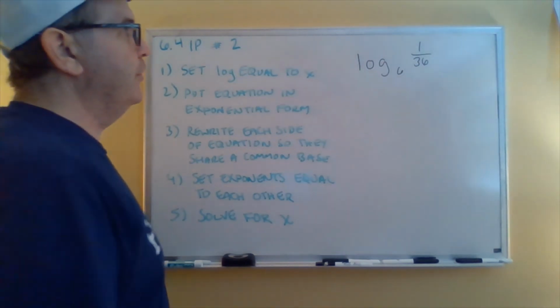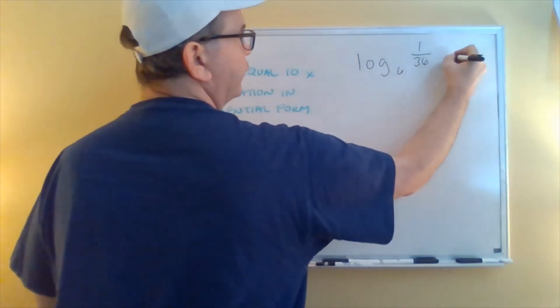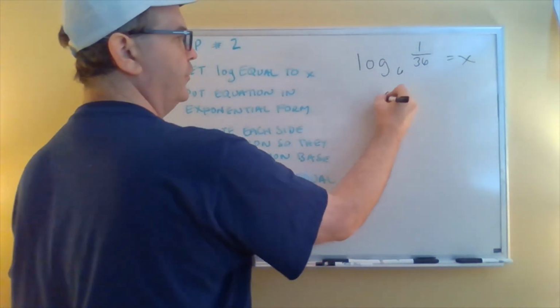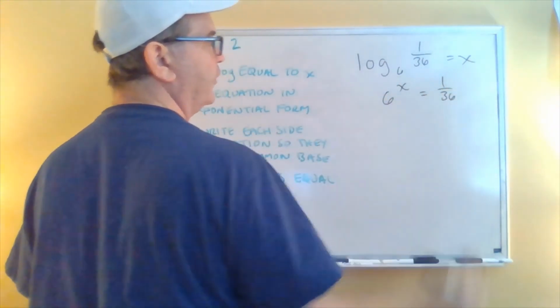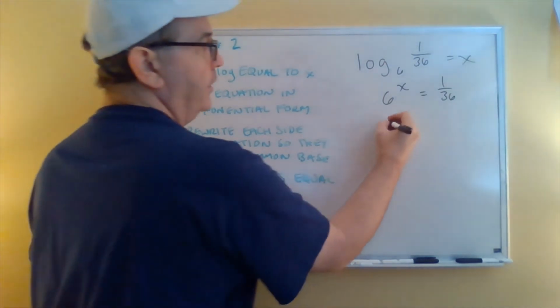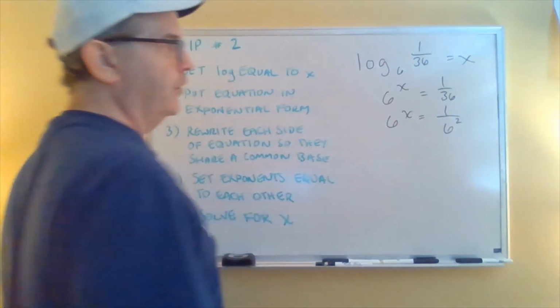For number 2, we are given log base 6 of 1 over 36. Step 1, we set that equal to x. Then we rewrite that in exponential form, so we end up with 6 to the x equals 1 over 36. We need like bases, so if you look at this, we can rewrite that 36 as 6 squared.